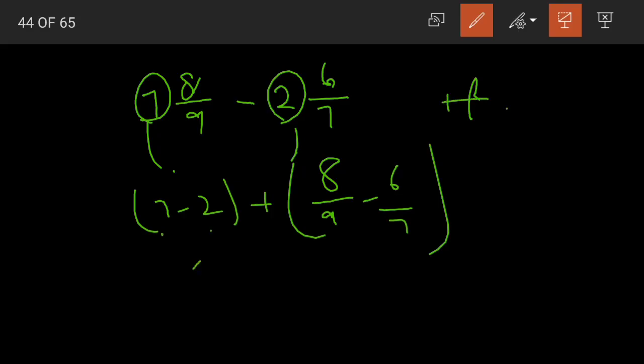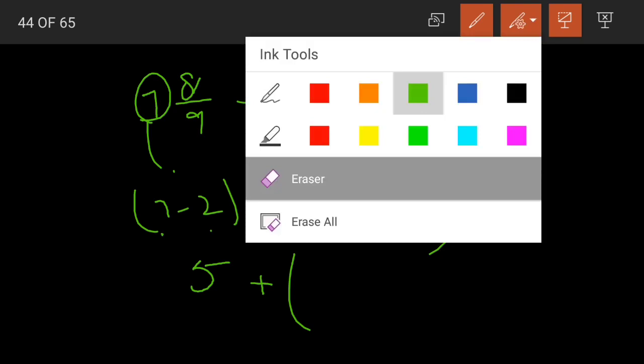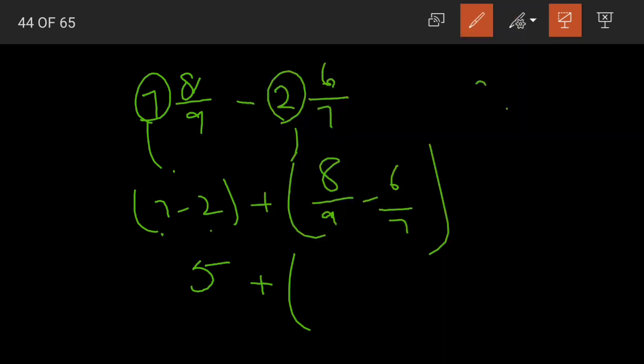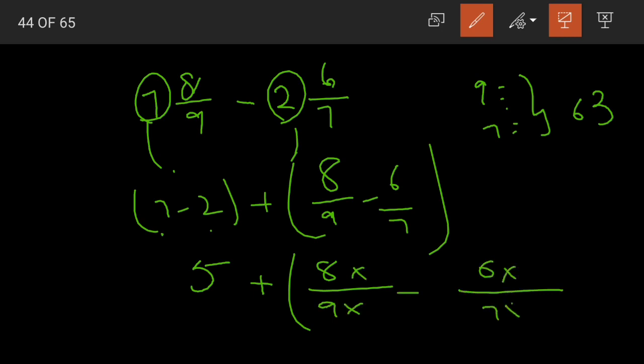Now 7 minus 2 is 5, plus 8 by 9 minus 6 by 7. When we look at the LCM of 7 and 9, the LCM would be 63. So we have to convert these two fractions into like fractions with the denominator 63. How do we get 63 here? We are having 9, 9 into 7, so multiplying the numerator with 7 as well. Again here we are having 7, so 7 into 9, multiplying the numerator by 9 as well.